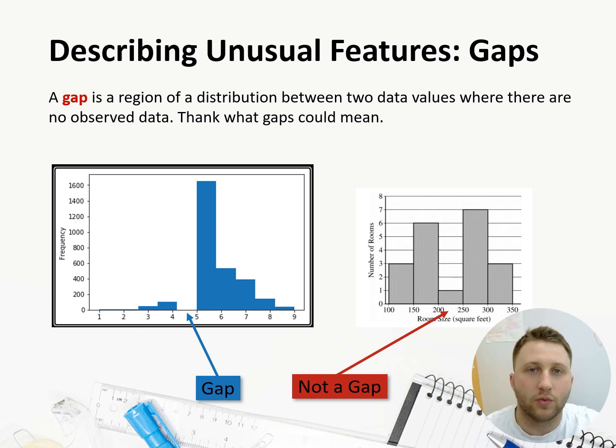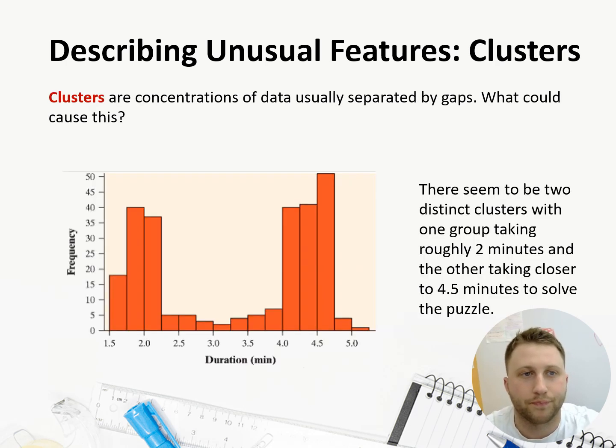And please notice what it says here on the slide: on the left you see a gap because there's actually no data between, looks like about 4.2 and 5. But on the right, that is not a gap. That is just 2 distinct peaks or clusters. That's a bimodal distribution. There is no gap there because there is data in that bar. It might be lower than the rest of the bars, but there still is data there.